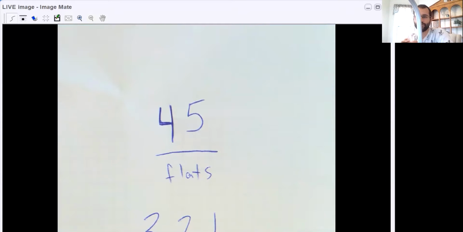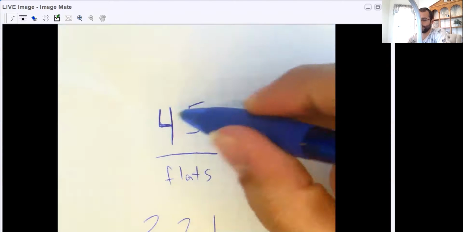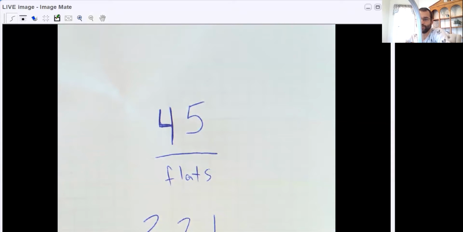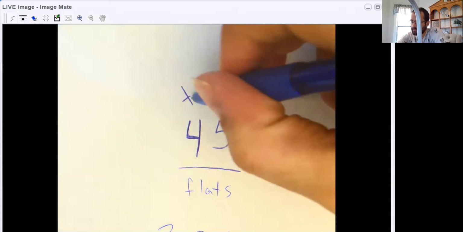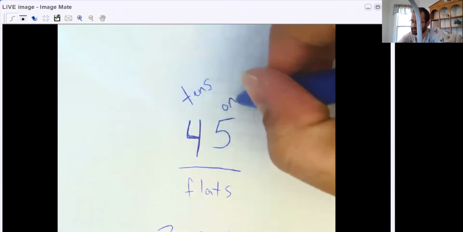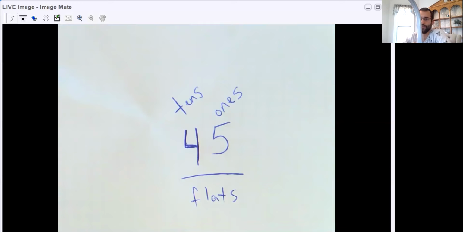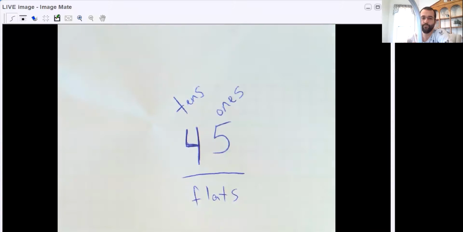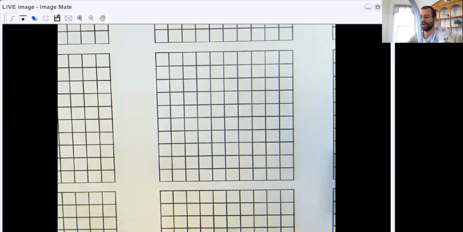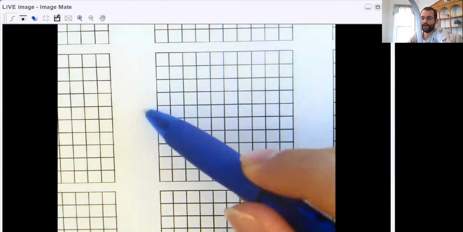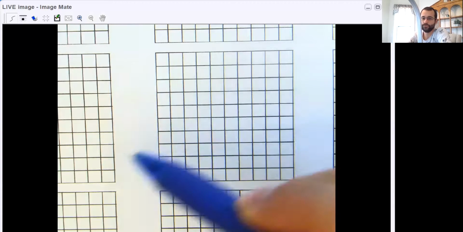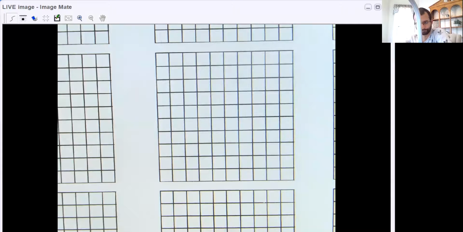So let's talk about place value for a second, okay? So here's place value. This is the number 45. All of us know 45, okay? We should know that this is the tens place and this is the ones place. This should not be new to anyone, okay? So we've got 4 tens and 5 ones that make 45. So if we wanted to show that 45, we could show that with 45 of these right here, which are my flats, right? So I would need 45 of them to show 45, okay?